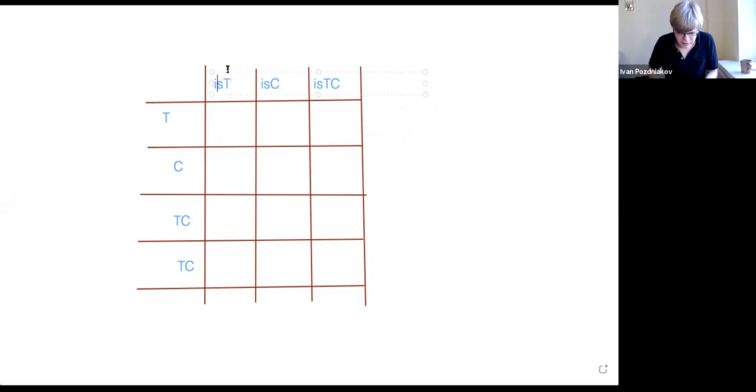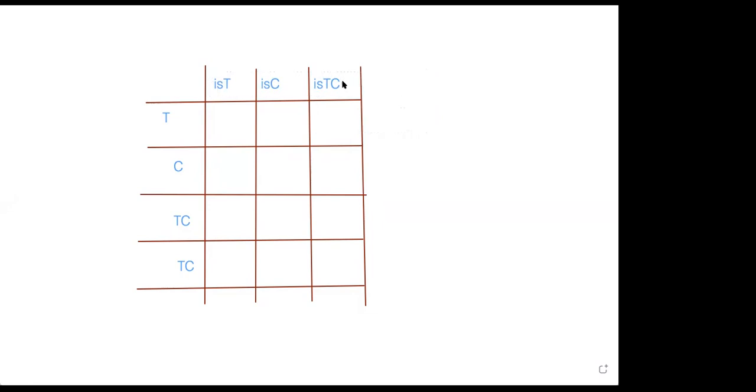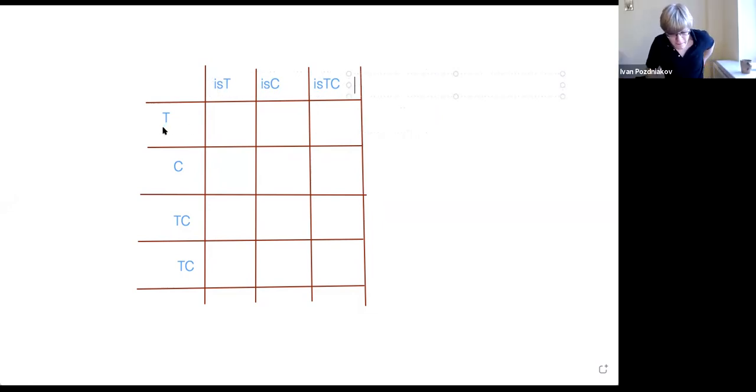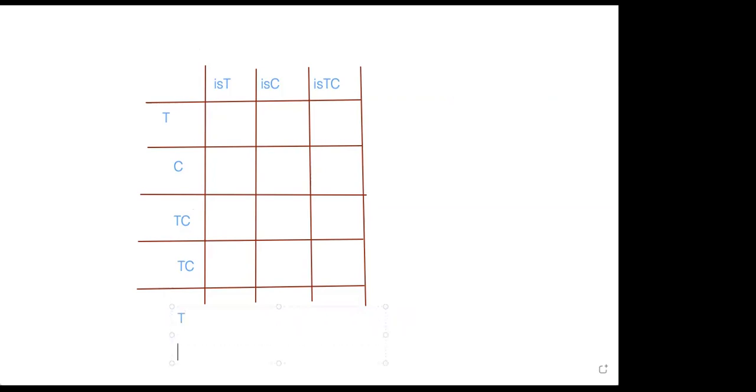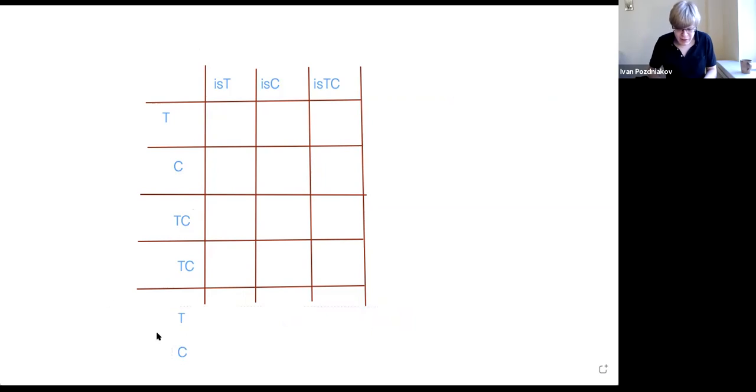Why do we have TC two times? We have a number of cases, just like four places here. One of them is T, another one is C, and we actually have more than that. Then we'll have T and then C and so on. We have many more variables, but we'll explore it on this simple example.